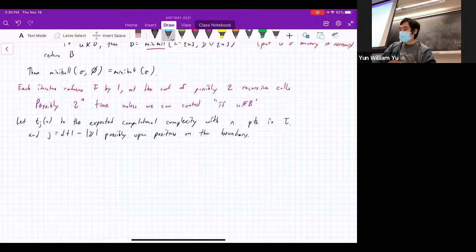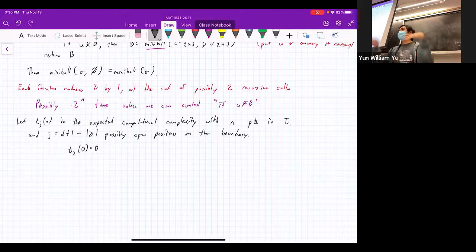Let's see. And your guess about factorial actually does come into play here. So we'll see that in a moment. So what are these values? Well, Tj of 0 is equal to 0. And this is because you have 0 calls. If everything's already on the boundary, then you can just compute it directly.